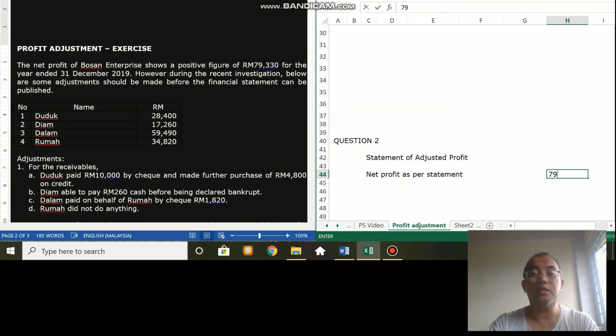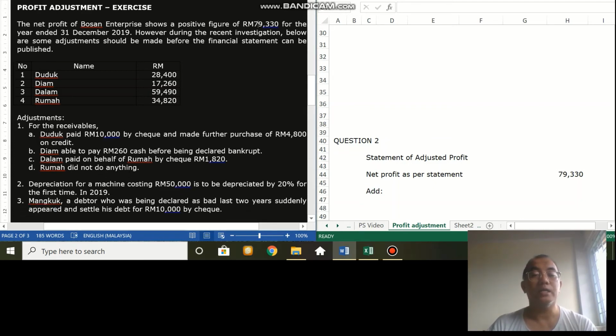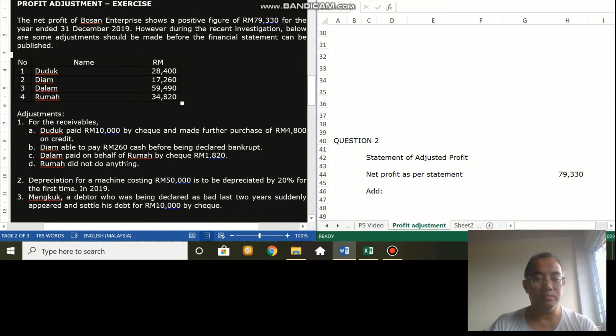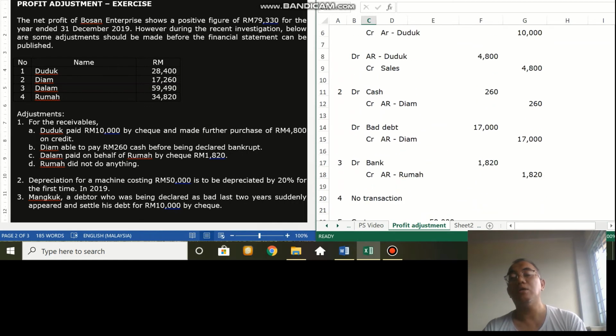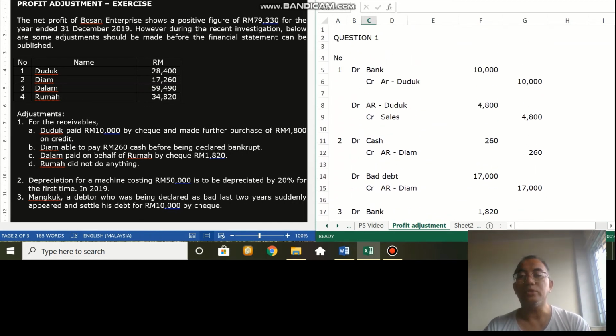So I put here 79,330. Right. Of course, you need to add. Anything that will increase your profit, you need to add. Anything that decreases your profit, you just minus. Okay, so we put add first. From here, either you can look in your question bag or just look at your journal entries, from the answer that you have made just now, and see one by one.